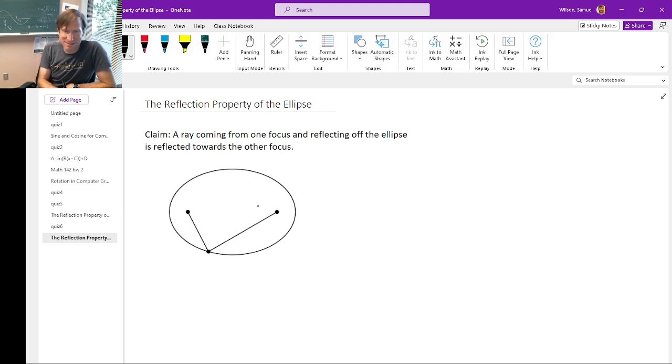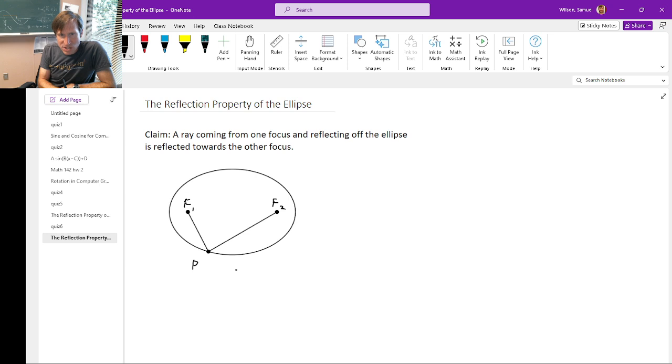To get started, let's name all these points. Let's call the focus on the left F1. Let's call the focus on the right F2. And this point down here on the ellipse, let's call that P. And keep in mind, of course, that that could be any point on the ellipse, right?